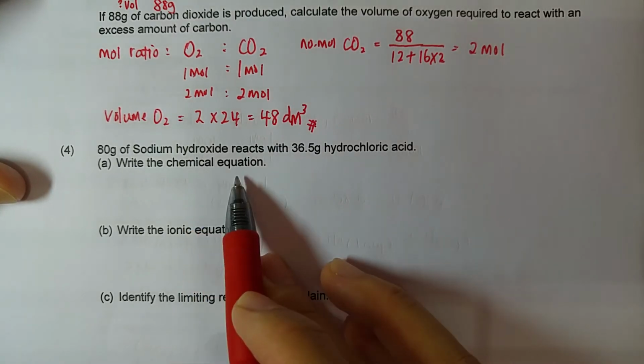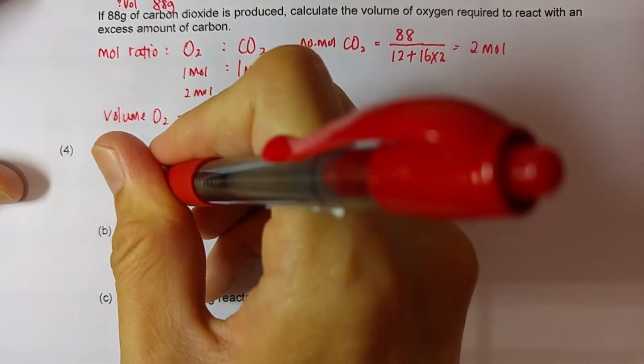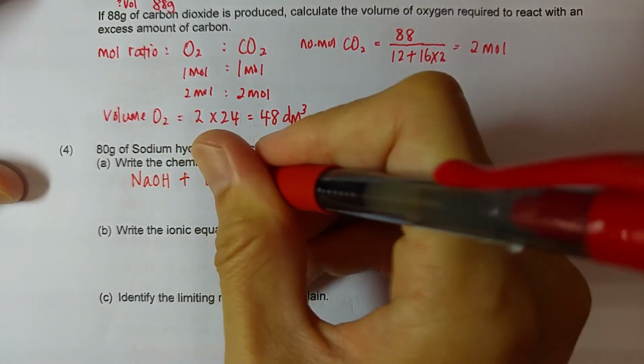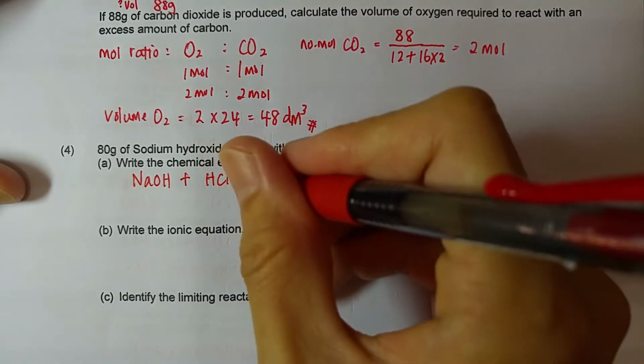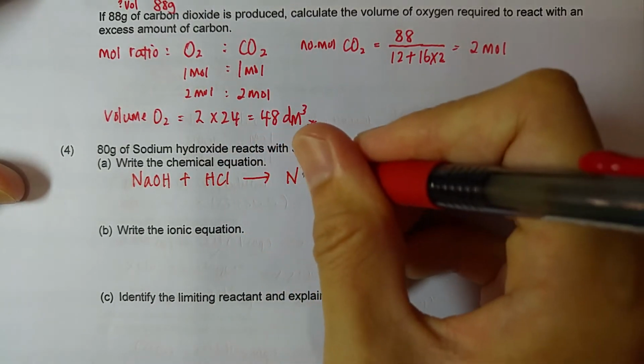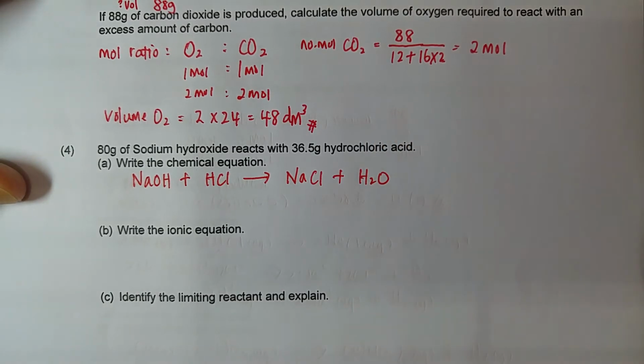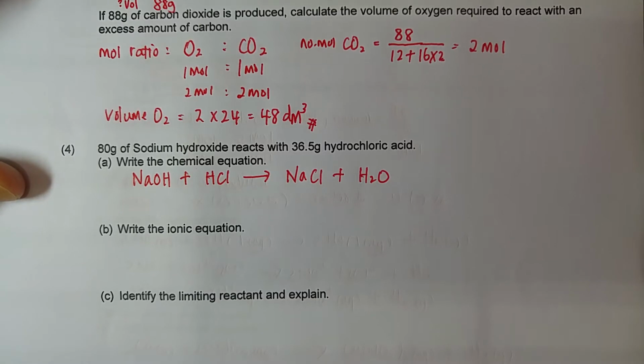Okay, so chemical equation, sodium hydroxide is NaOH plus hydrochloric acid, HCl. You would get a salt, NaCl plus H2O. Okay, so this is the chemical equation. Now, a chemical equation is understood to be balanced. So is this balanced? Yes, this is balanced.